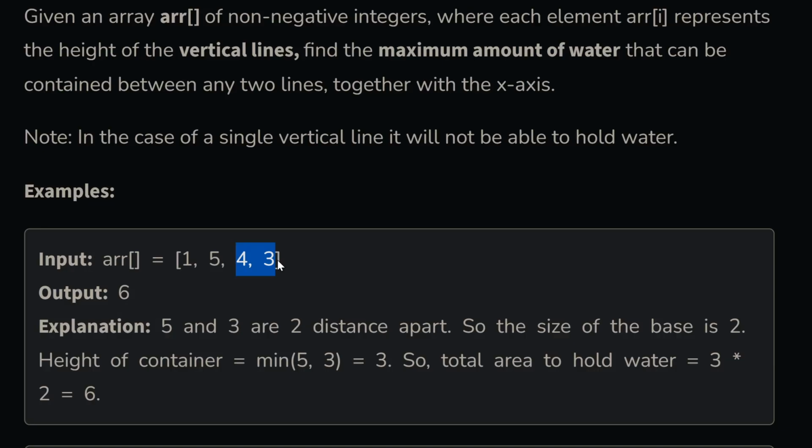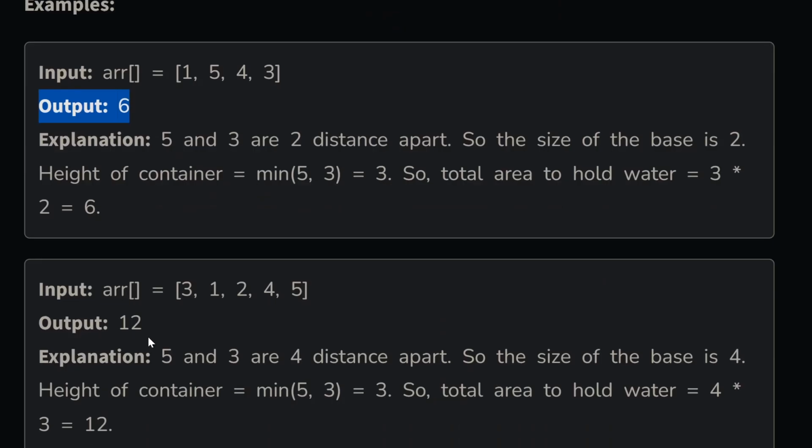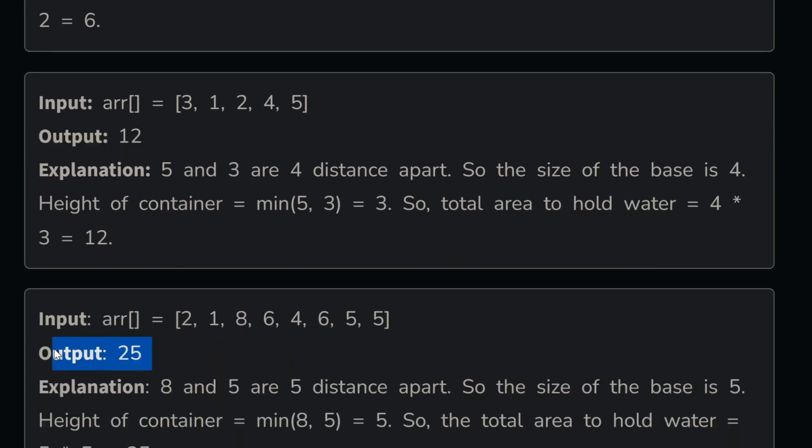Then between this and this line, the minimum height is 3. Why do we need to take the minimum height? Because if we fill more water, the water will overflow. That's why we need to find the minimum height between any two pillars. The minimum height is 3, and the width is only 1. So the water stored between these lines is 3, and the maximum amount of water so far is 6. In this case the answer is 12. You can calculate it, and in this we have 25.